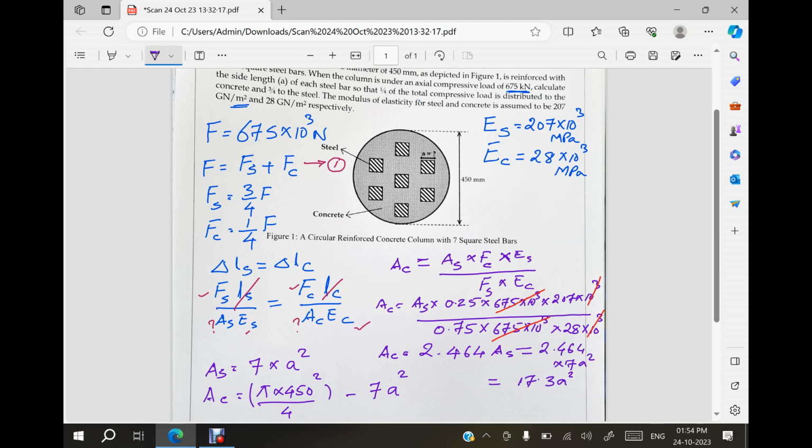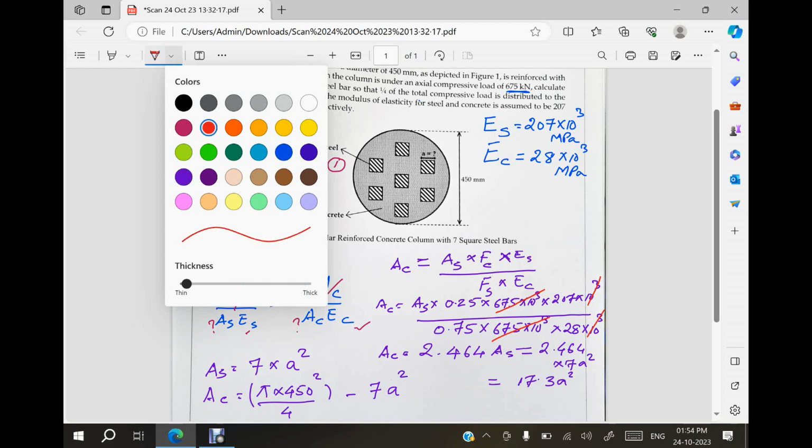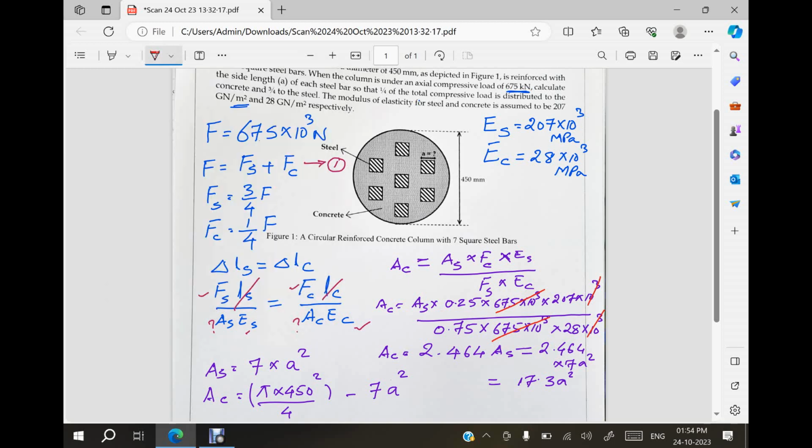So now let me change the color so that you will know that this is my last step. Now what can you do for AC? I can write it as 17.3 A square is equal to, let me find out the value of pi into 450 square by 4. Pi multiplied by 450 square divided by 4 gives me 159043, minus 7A square.